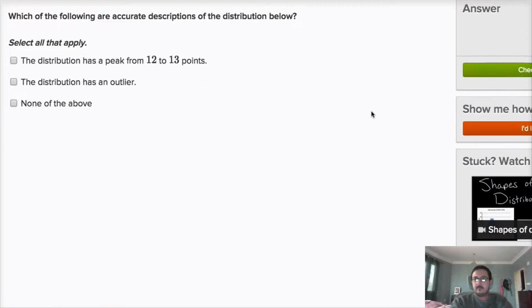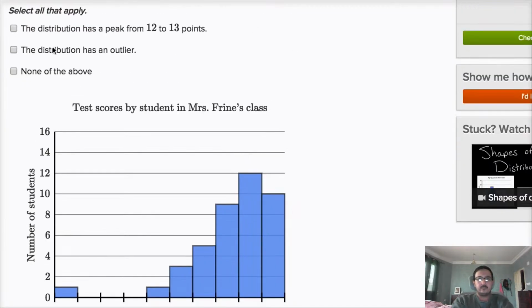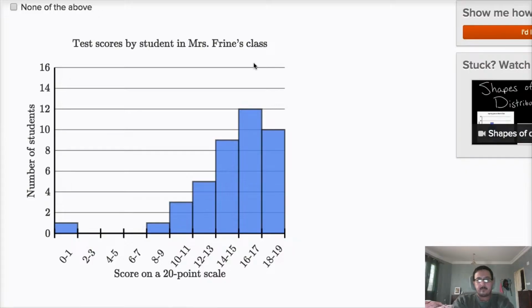Let's do one more of these. Which of the following are accurate descriptions of the distribution below? All right. The distribution has a peak from 12 to 13 points. Let me see what this data is about. Test scores by student in Miss Frine's class. So you had one student who got between a 0 and a 1 on a 20-point scale, so maybe out of 20 questions, got between 0 and 1 points.